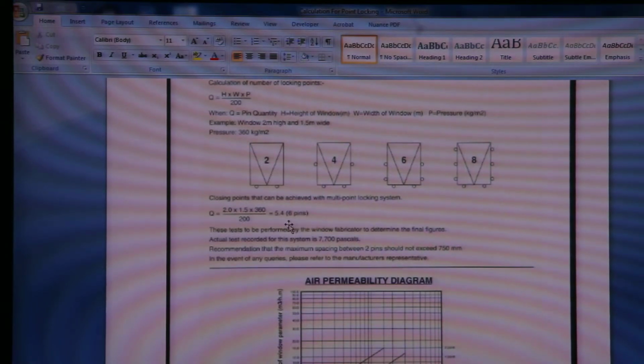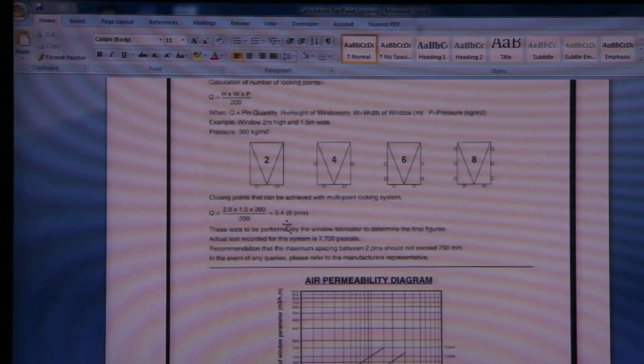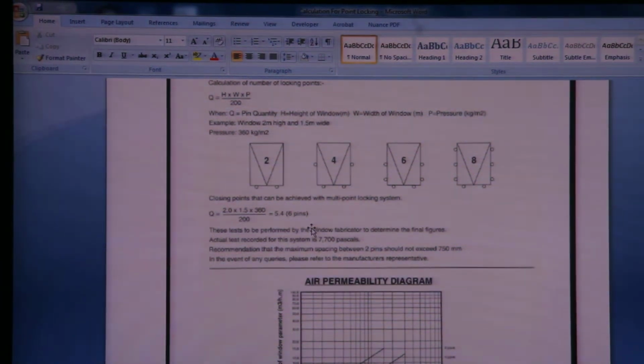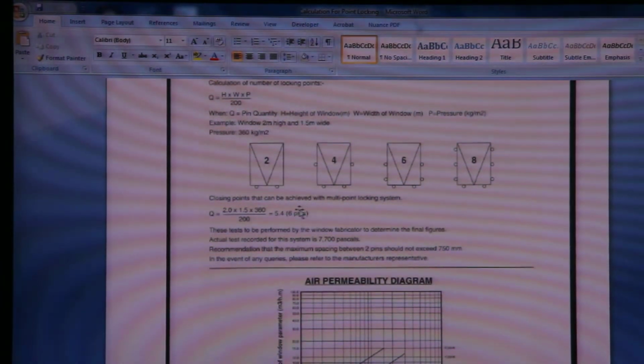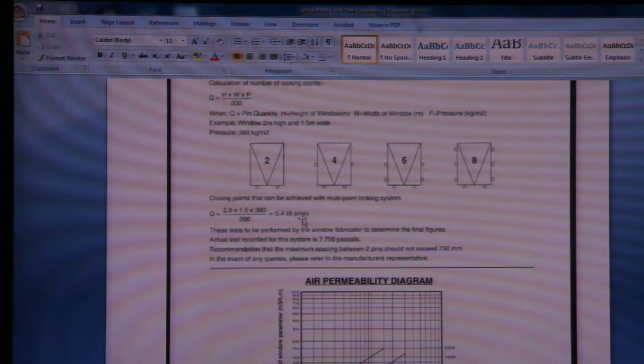So by this calculation you can come to know that for this height and this wind pressure you have to use a 6-point locking arrangement. So as per the window dimensions and wind pressure, we need to decide the locking points.